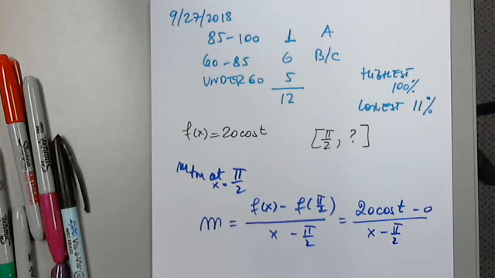Now all we have to do is go to the graphing calculator, and in y equals, clear everything, put 20 cosine x, close the parentheses. There is no t, so I have to use x, and divide by parentheses, x minus pi over 2. All I have to do is get closer and closer to pi over 2 as much as I can.